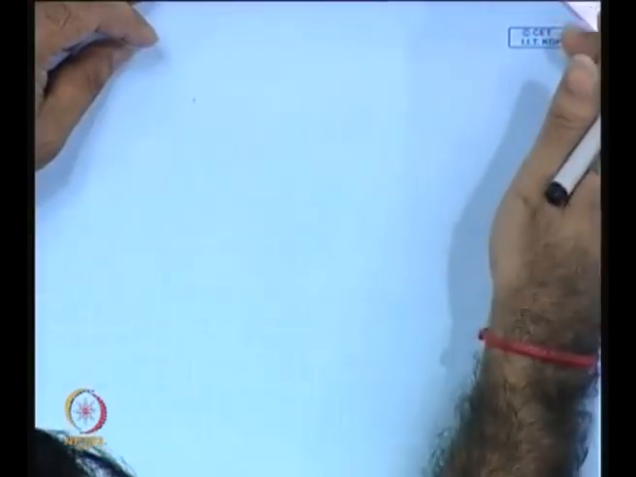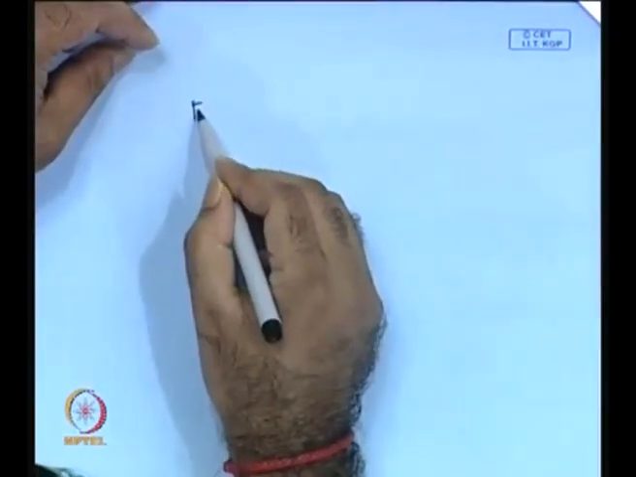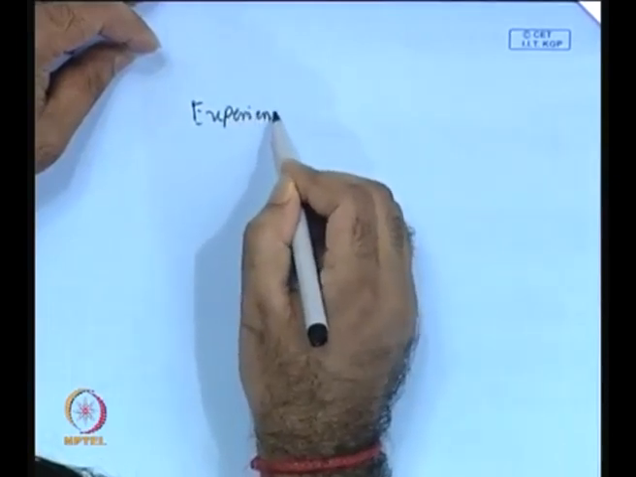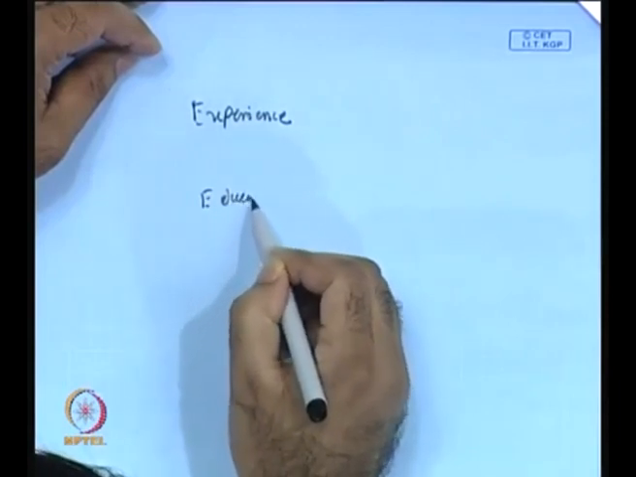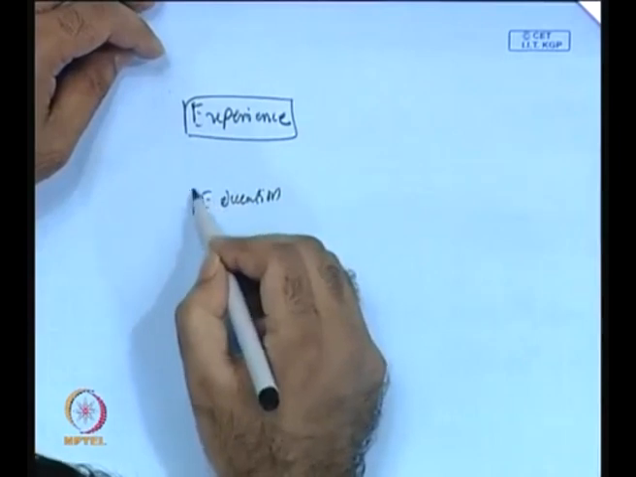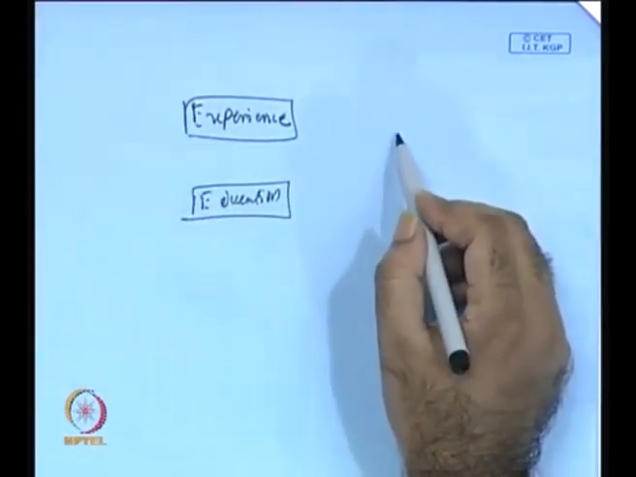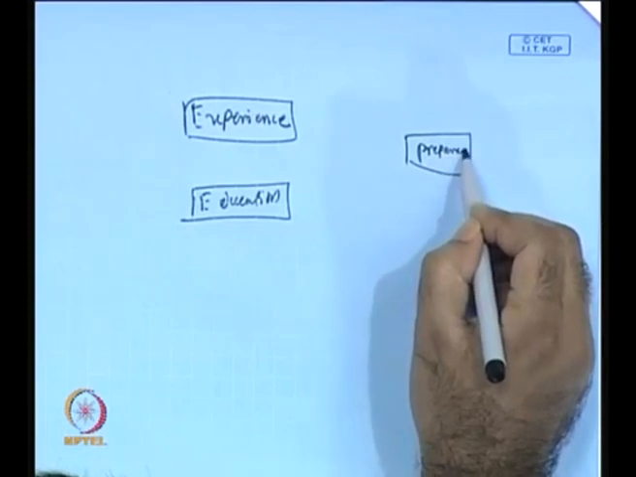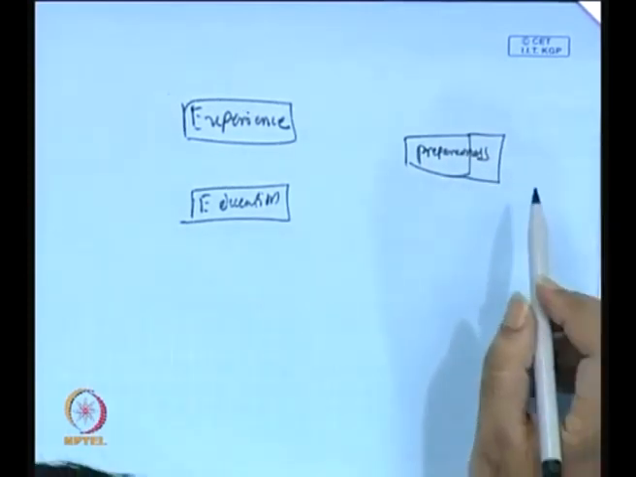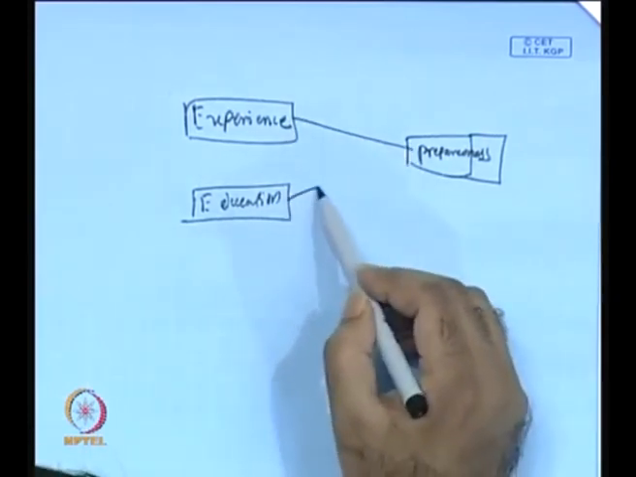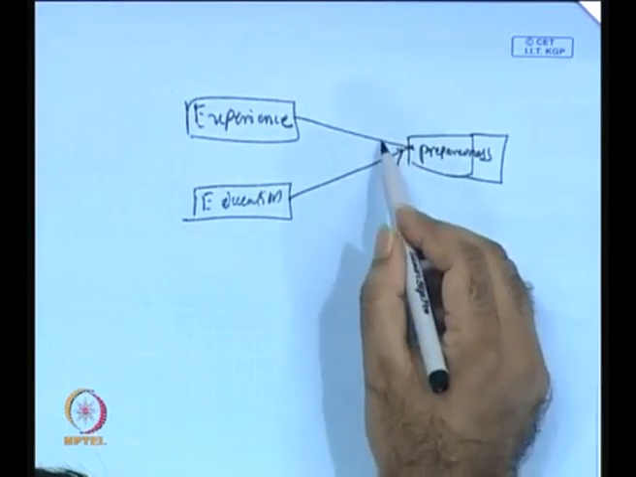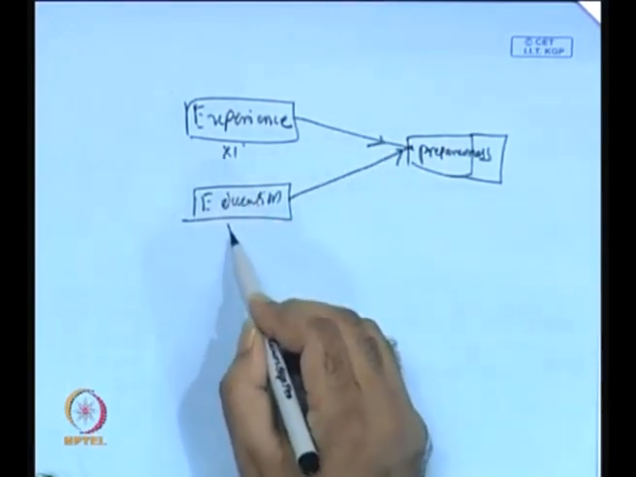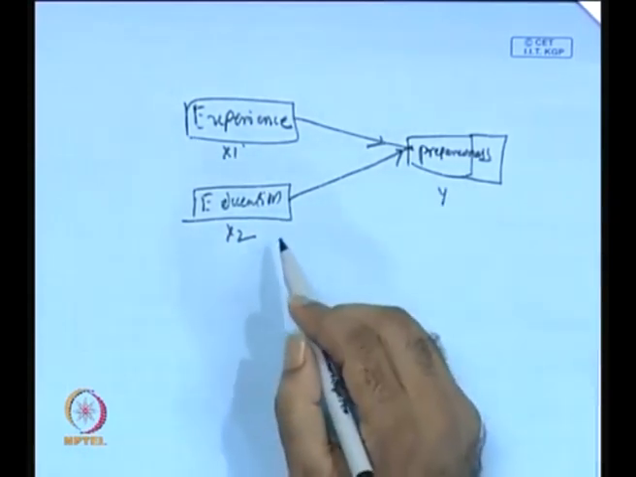So, the proper setup is like this. Let us say I take two variables here. Experience is one variable, and the other variable is education. I will assume that these two are independent variables. Here I will put the component called preparedness, which is another variable. Now the direct path is like this. I will call this x1, this x2, and this y.